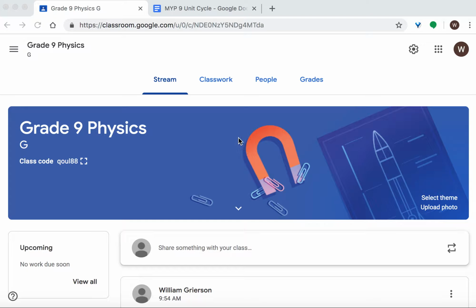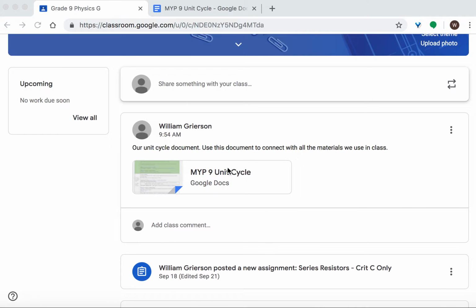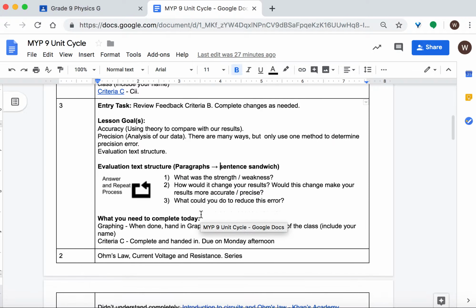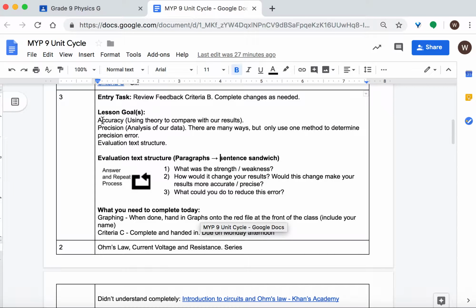Get started. So I'm going to go to Google Classroom. Right now I'm in 9 Physics G, which means girls, and for boys that would be 9 Physics B. I'm going to go to Stream, then zoom down to the unit cycle. I'm going to click it, and up will pop our unit cycle. Boys, you are working on number 3. Number 3, you are looking at accuracy and evaluation.